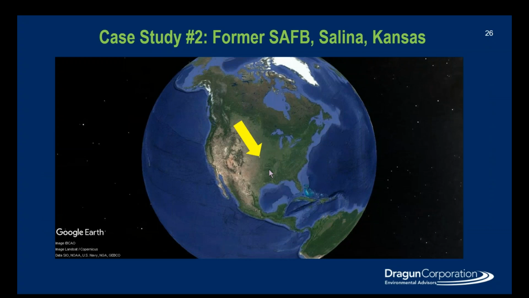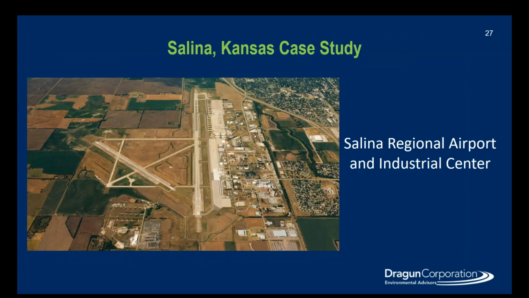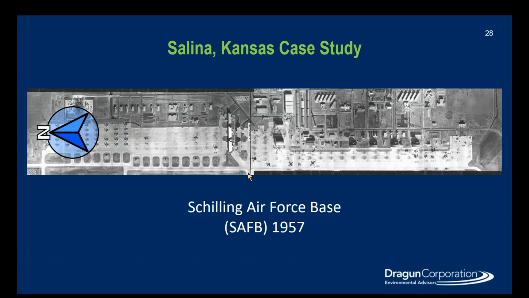Second one is a site we're currently working on in Kansas. It's called the former Salina Air Force Base site, and this is what the site looks like now. So it's a former Air Force Base, now used as the Salina Airport, and the industrial facility in here was all part of the Air Force Base, and even some of this residential area was part of the Air Force Base housing. The site was a Strategic Air Command base, and so there were lots of bombers based here.